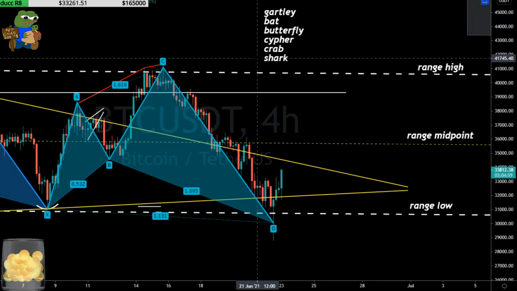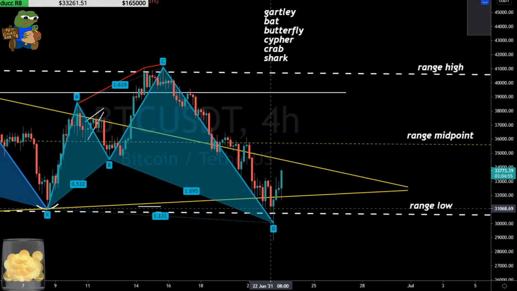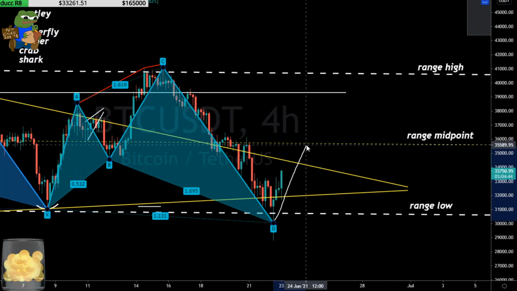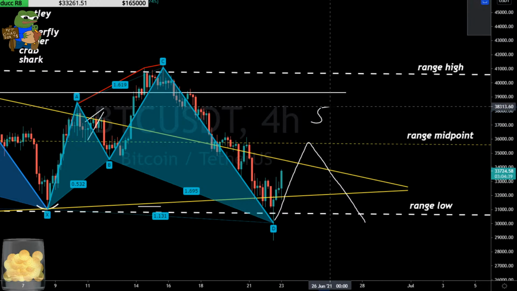So yeah, we're dealing right now with the shark though, of course, right? So the shark, not only can it morph into what we just talked about, right? Not only can it run up to the 50 and then sell back off as it morphs into a 5-0 pattern.